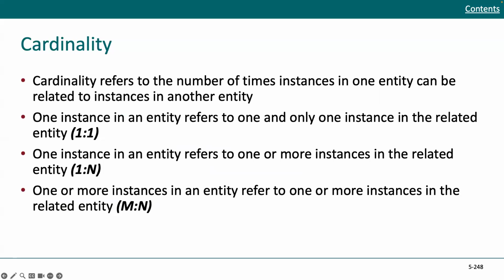Cardinality, we saw this on an earlier chart but didn't define it. Cardinality refers to the number of times instances in one entity can be related to instances in another entity. You can have a one-to-one relationship. That's one possibility. You can have an instance in an entity refer to one or more instances, so a one to n. Or you can have one or more instances in an entity referring to one or more instances, and so you have an m to n possible cardinality relationship.